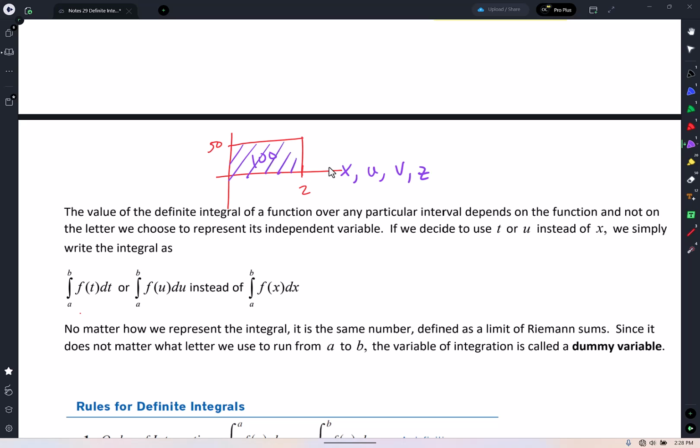Does that make sense? So that's why sometimes this is just called a dummy variable. It does not matter. They're all going to be the same. All are equivalent. There's something called u substitution. We'll get there when we get there. We're still rookies. That's a little different, but we're not there yet. Cool or not cool? All right.